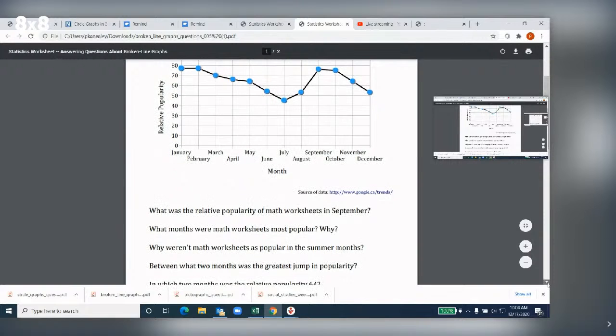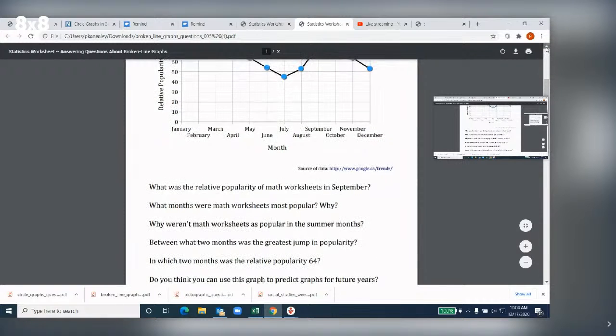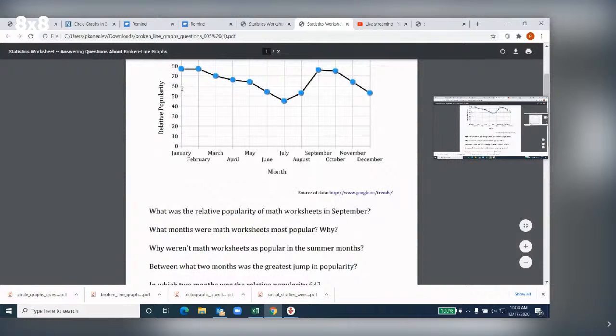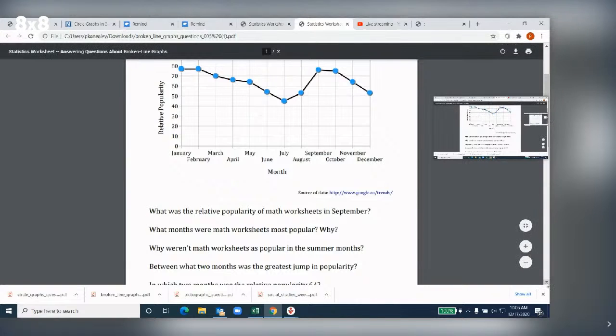Okay. And in which 2 months was the relative popularity 64? So you're going to go up and go between 50 and 60, or excuse me, 60 and 70. Halfway is about 64. So it's going to be probably these 2 months right here. So it's going to be April and May. Okay. So you can see April's right in the middle between 60 and 70, and May is just a little bit below, but we'll say for this, it asks for 2 months. So you would say April and May.